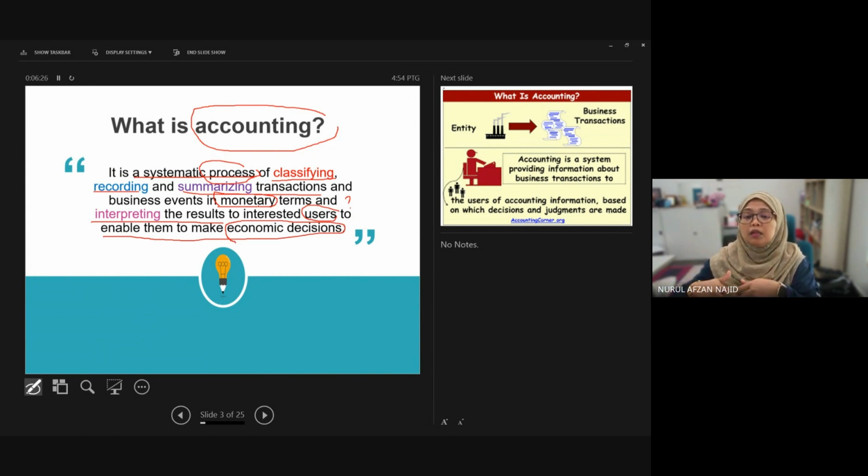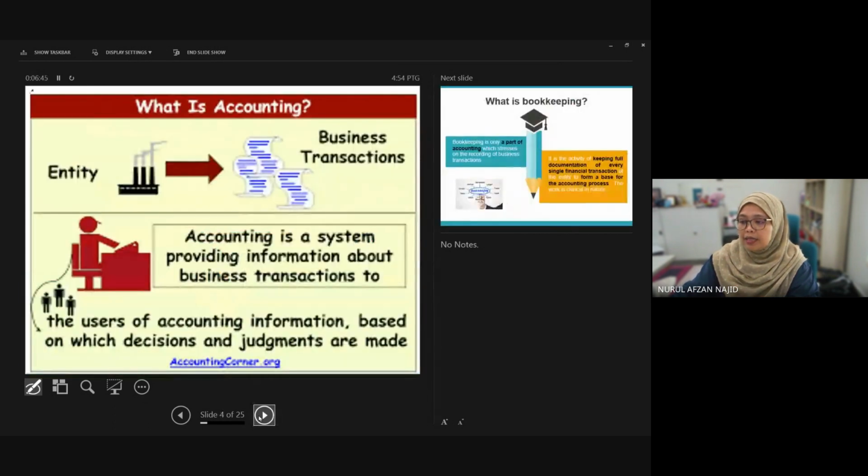Adalah kepada users, pengguna, untuk memastikan mereka mampu untuk buat economic decisions. Itu adalah definition of accounting. Okay, so kita boleh tengok dalam next slide.